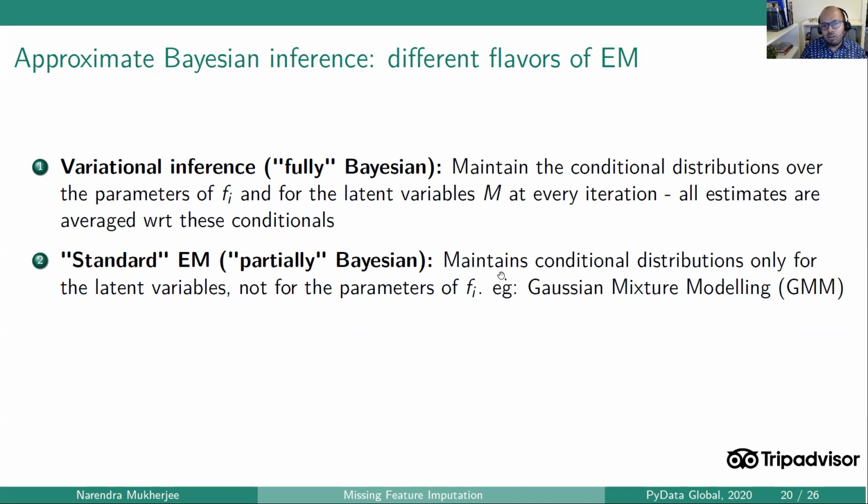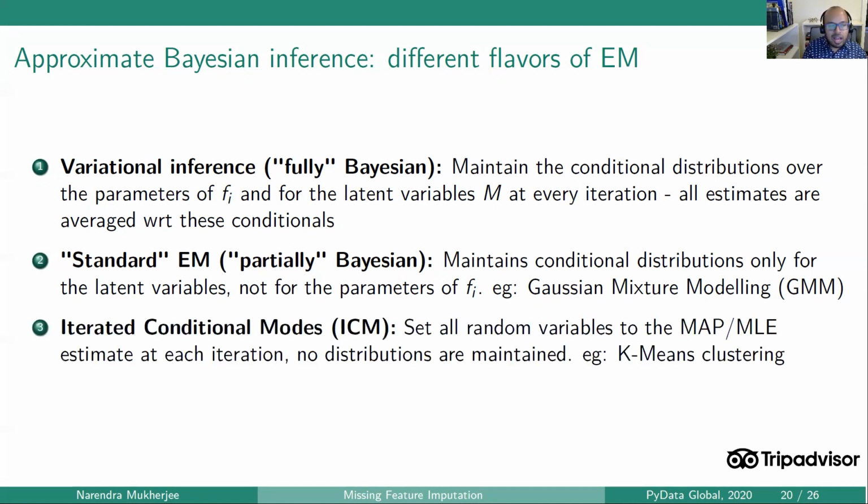And an example of this, in a different situation, would be the Gaussian mixture model, where the means and variances of the mixture components themselves are the parameters. Those are the parameters of Fi that I'm talking about, and the membership of each of the data points in each of these mixture components are the unknown latent variables, the equivalent to the missing values in our probabilistic graph.